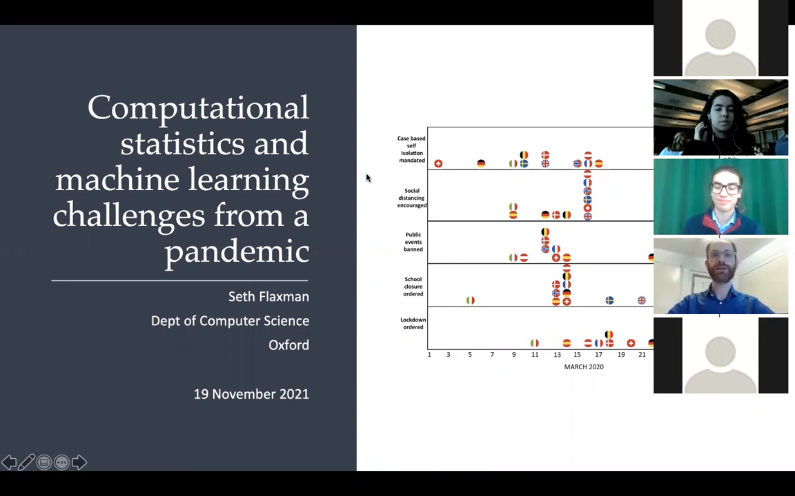So yeah, computational statistics and machine learning is what I do. And so I'm going to tell you about some of the computational statistics and machine learning challenges, approaches, methods, new things we've developed during the COVID-19 pandemic.